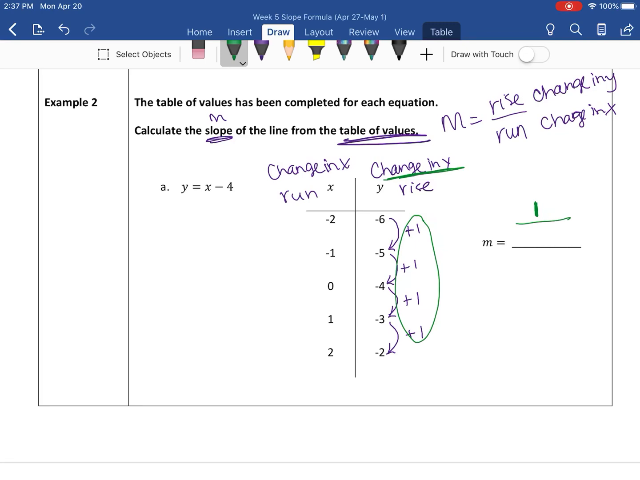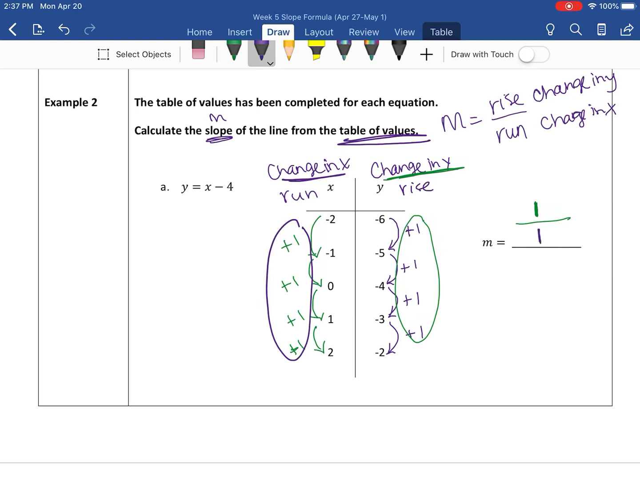Then we're going to do the same thing for our change in x. Well, to get from -2 to -1, we would add 1. To get from -1 to 0, we would add 1. To get from 0 to +1, we'd add 1. And to get from 1 to 2, we'd add 1. Well, looking at this, it's the same thing. Each time, we're just adding 1. So our change in x is just a +1.